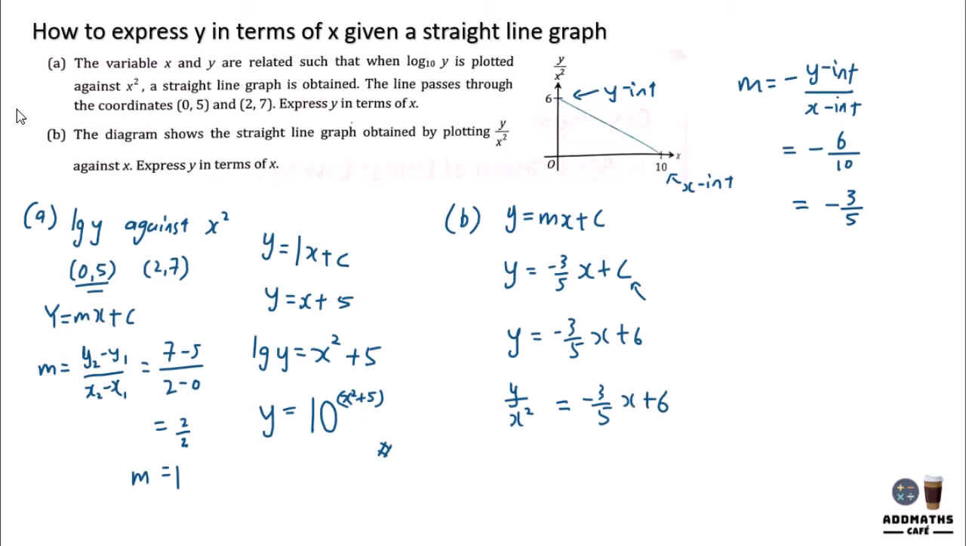In this case, you need to change it into y in terms of x, so your y is standing alone. So y equals negative 3 over 5 x to the power of 3 plus 6x squared. For the whole equation here, I multiply by x squared to eliminate this x squared here. So this is my final answer for B.